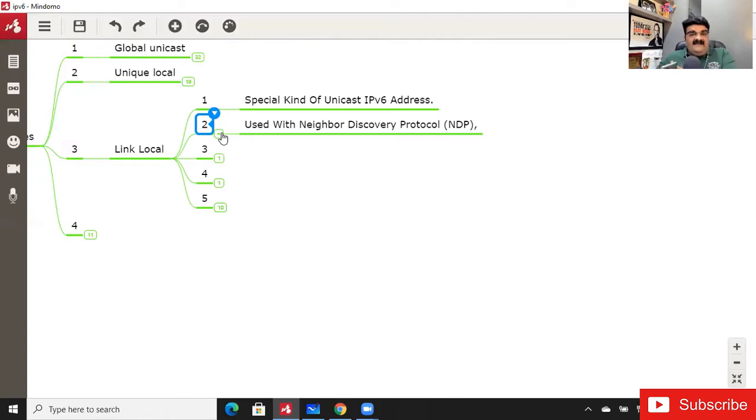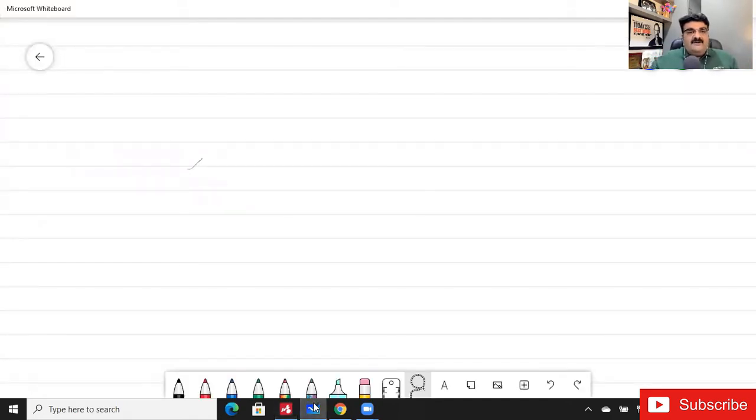And how can I identify that this IP address is link local? I am going to explain that to you. Data remains local to the link. So this particular link local address is for local connectivity only. It will not cross the router.